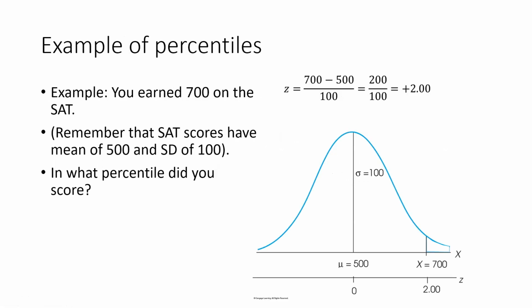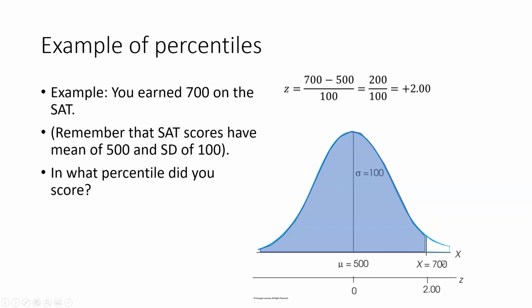Here's an example of computing the percentile rank. Let's say that you earned 700 on the SAT. Remember that SAT scores have a mean of 500 and a standard deviation of 100, as I've shown here on this graph. In what percentile did you score? What you're asking here is, what is the percentage of scores that fall underneath your score of 700?